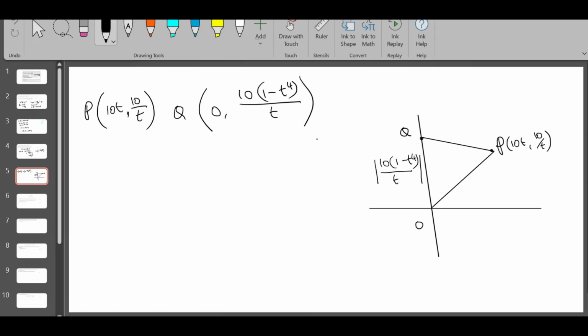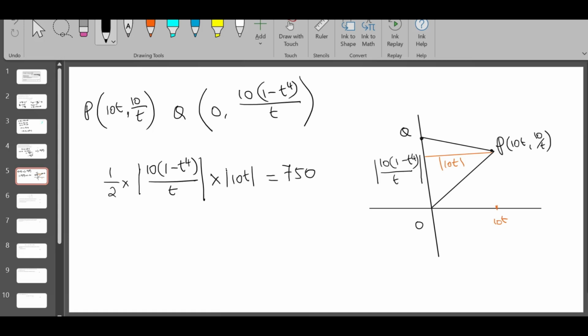So now the area of the triangle is half times the base, modulus 10 times (1 minus t power 4) divided by t, times the height. Height is this. Again, we don't know whether t is positive or negative, so this is the x coordinate 10t. We are going to take it as modulus 10t. So write it as modulus 10t. This is what gave us 750 in the question.